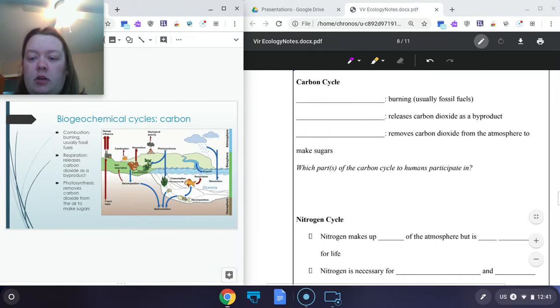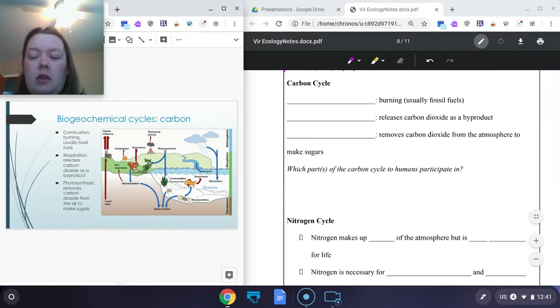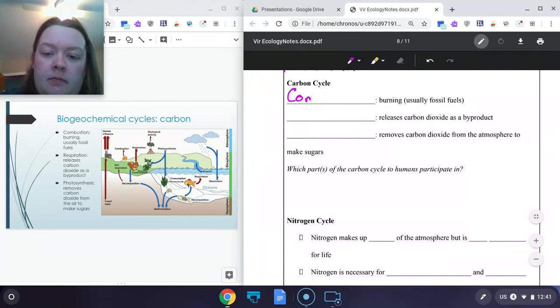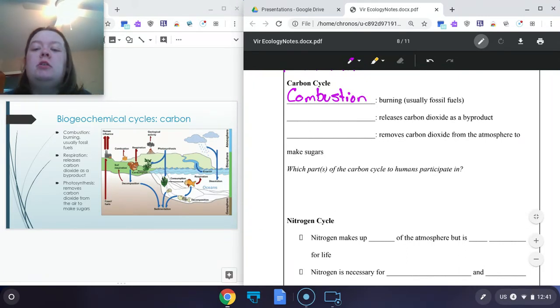Now we're going to move on and talk about the carbon cycle. So the main processes in the carbon cycle, the first one we're going to talk about is called combustion. Combustion is burning. Typically, when we're talking about combustion, we're talking about the burning of fossil fuels. So this might be done in a factory. This image over here shows a factory burning fossil fuels from deep in the ground like coal. And that sends carbon into the atmosphere.